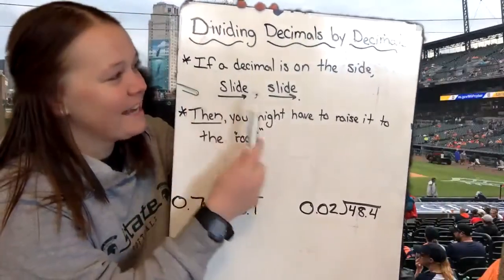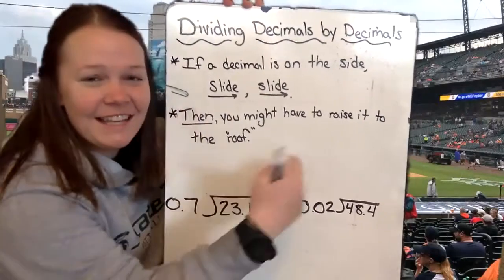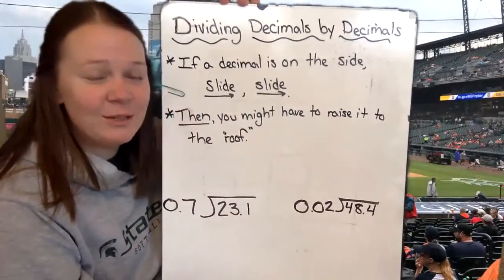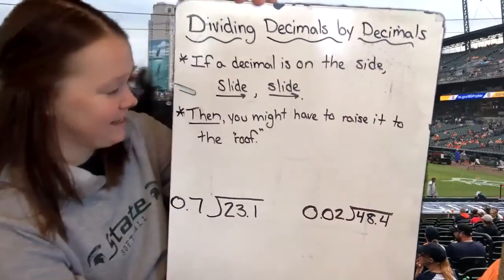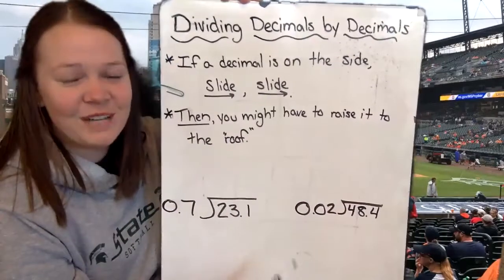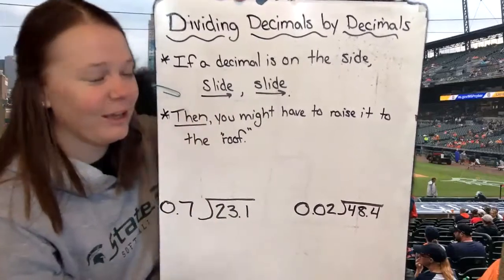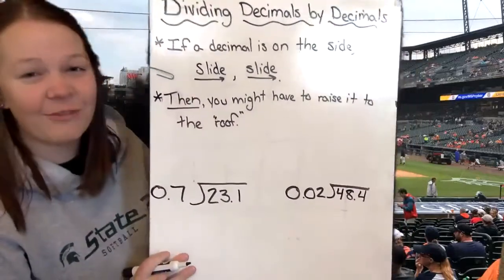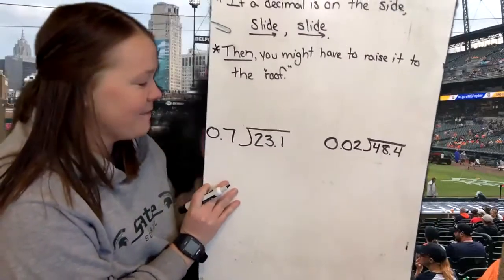One of them is if a decimal is on the side, slide, slide. Remember, you slide that decimal as many times as you need to make it a whole number, and you do the same thing to the number that's on the inside. And then you might have to raise your decimal to the roof. If it's still in the house, you're going to raise it to the roof. So let's take a look at 4 examples today. We're going to start with 2, and then I've got 2 more coming at you. Here we go.